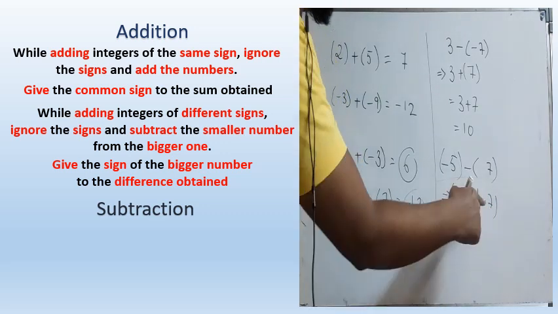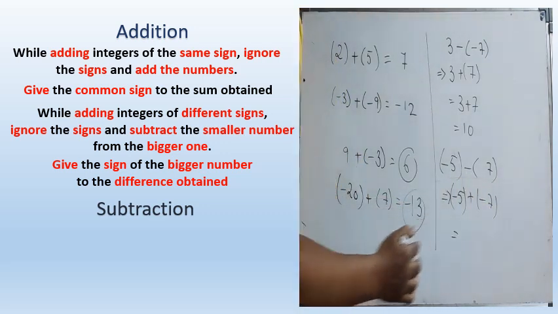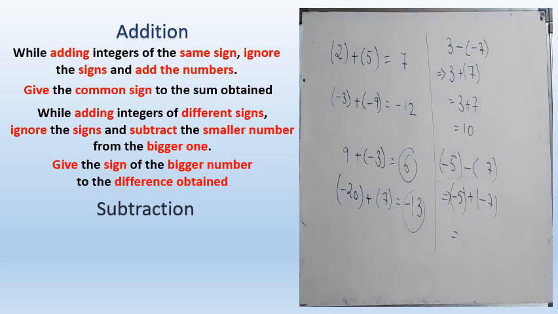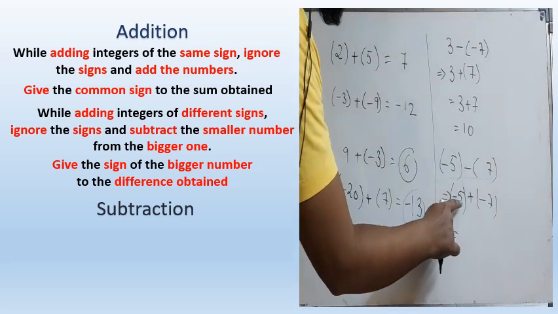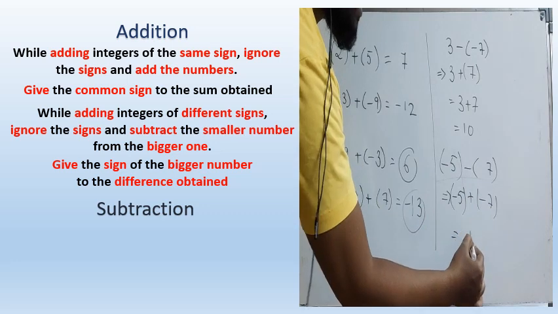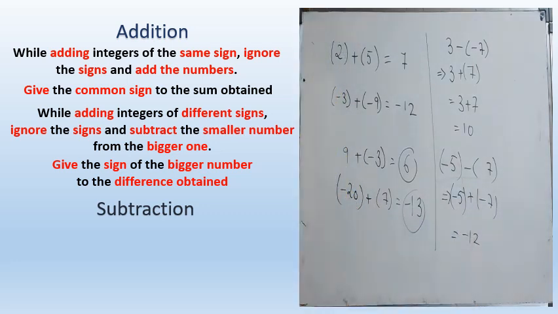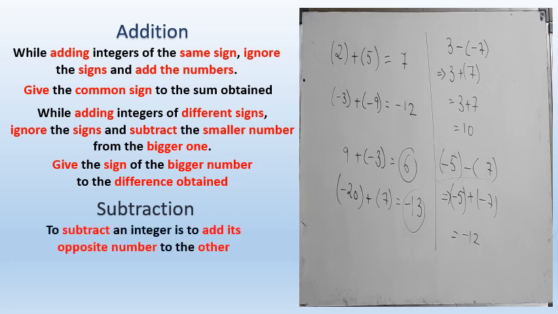So now you're adding two integers. So when you're adding two integers with the same sign, 5 plus 7 is 12 and the common minus sign. So students, while subtracting an integer, you are supposed to add the opposite number to the first one.